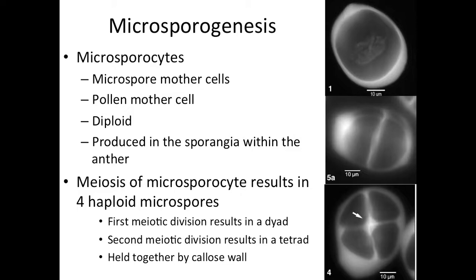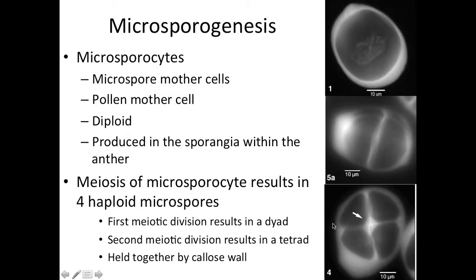All right? So meiosis is going to occur. First you get meiosis 1, and meiosis 1 results in what's known as a dyad. These are two cells that are now haploid, but they have twice as much DNA, right? Because we haven't gone through meiosis 2. And they're actually stuck together by a callose cell wall. So these cells are held together even after cytokinesis is complete.